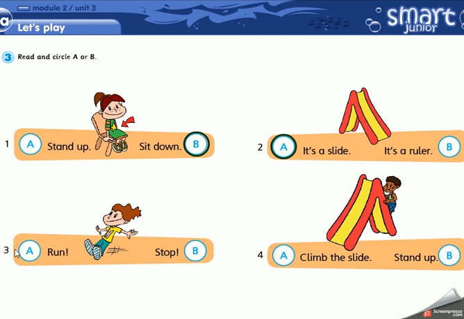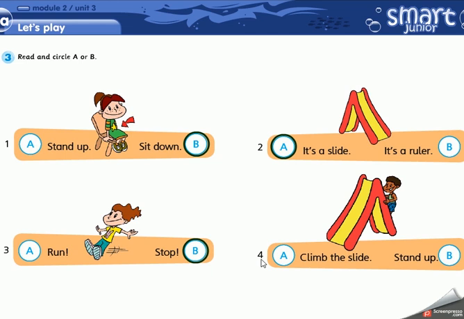Let's see number three. Number three, the picture, and A is run. B is stop. Is it A or B? Is it run or stop? It's very good. Stop.